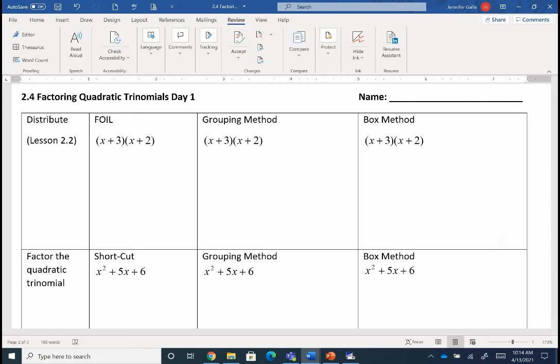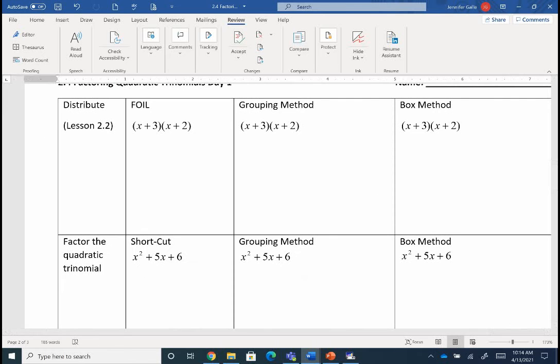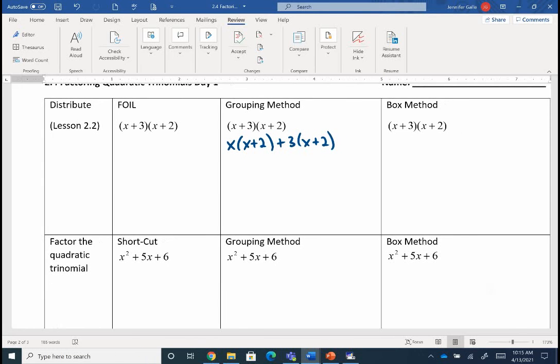If you liked the grouping method, where you split apart, I just called it grouping method. I didn't know really a better name for it. Where you split apart your first binomial and distribute it to the second one, you showed it split apart. Or if you liked the boxes, you're going to do the last one. I'm going to do all three so you can check yours with mine. So while you fill out yours, I'm going to do all three up here.